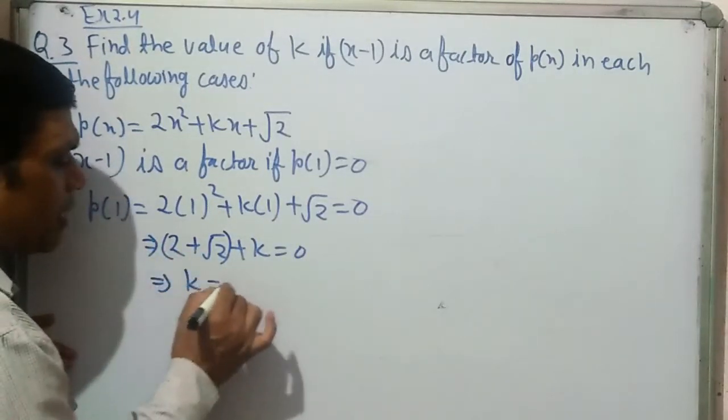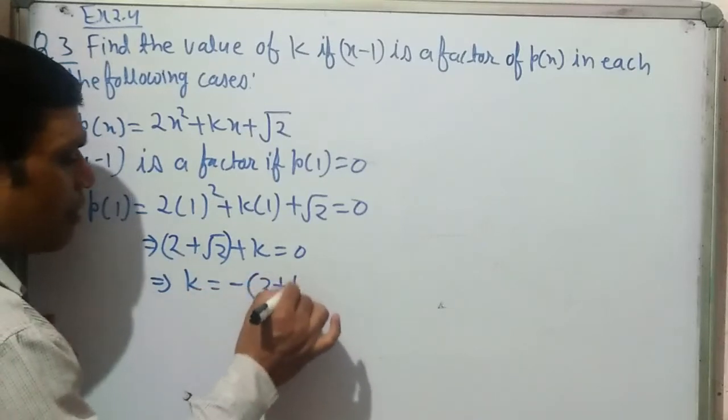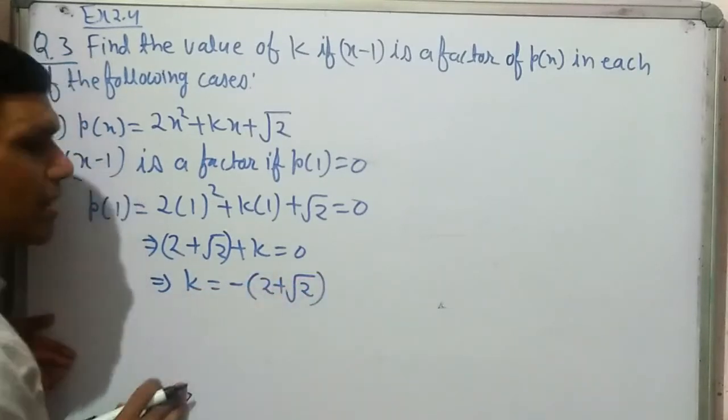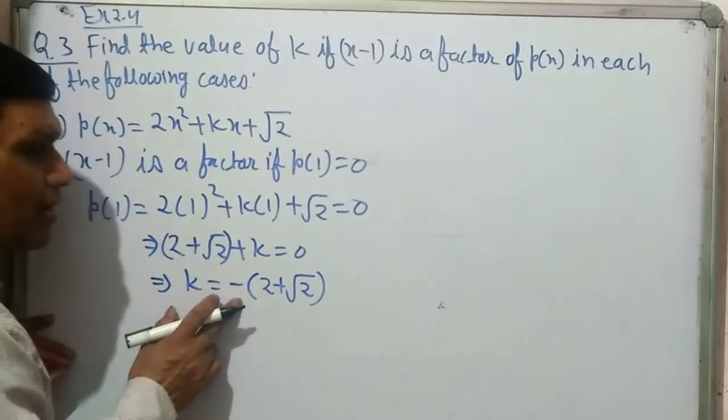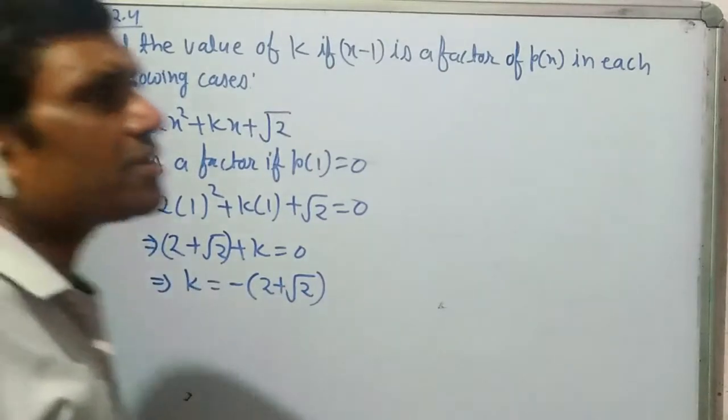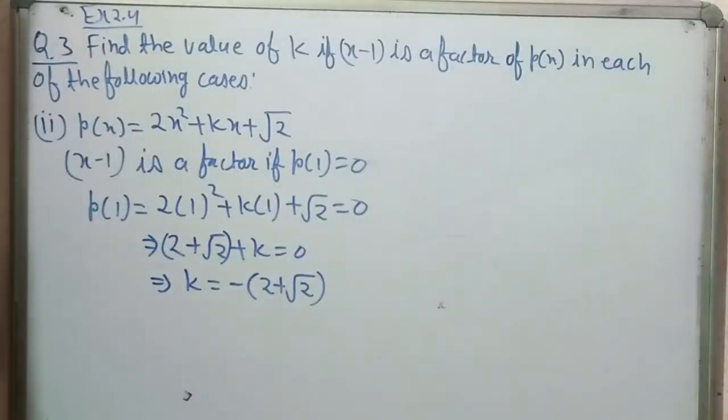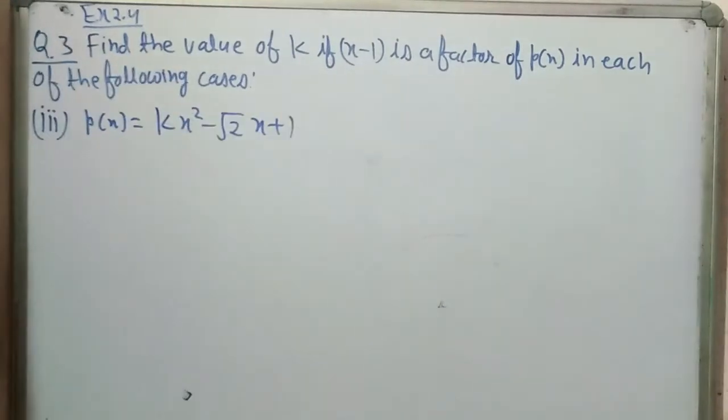This tells us k should be negative of 2 plus under root 2. So in this case again, what we have done, we have equated the value of the polynomial at the given value to be equal to 0. Solving the equation, we are able to find the value of k.